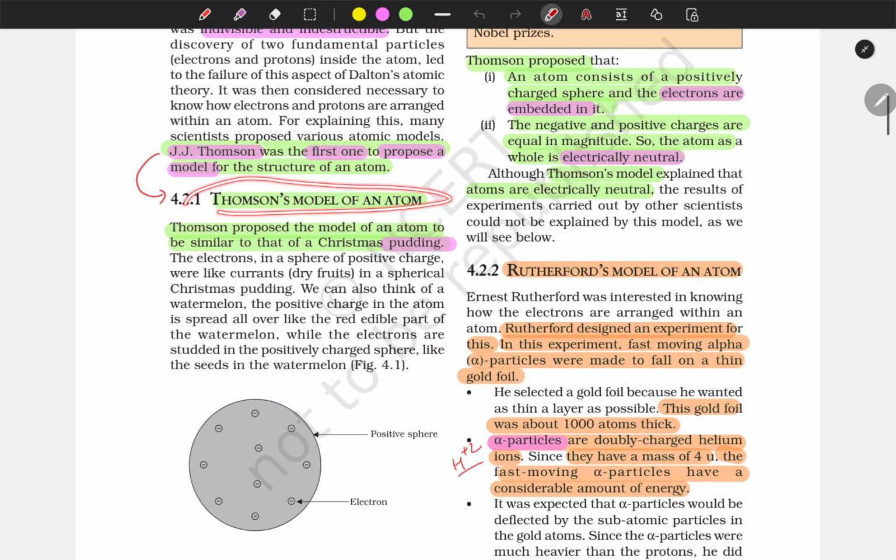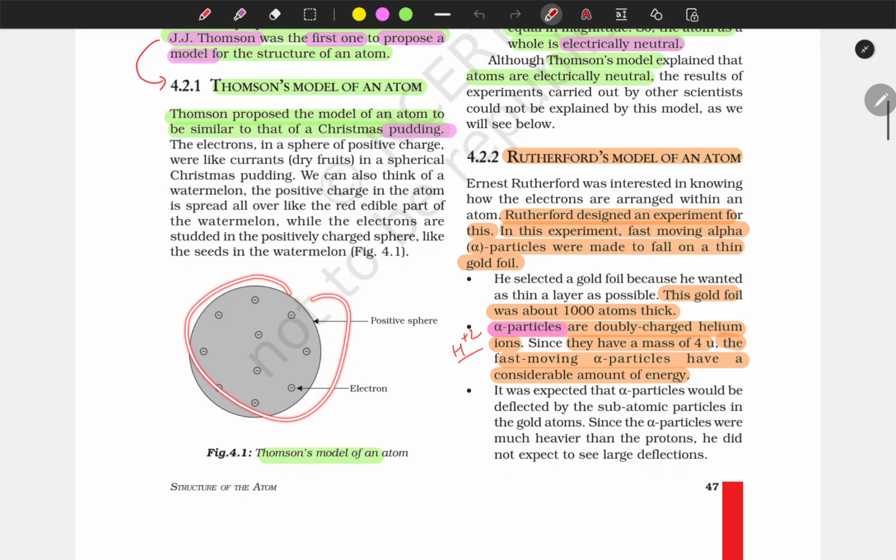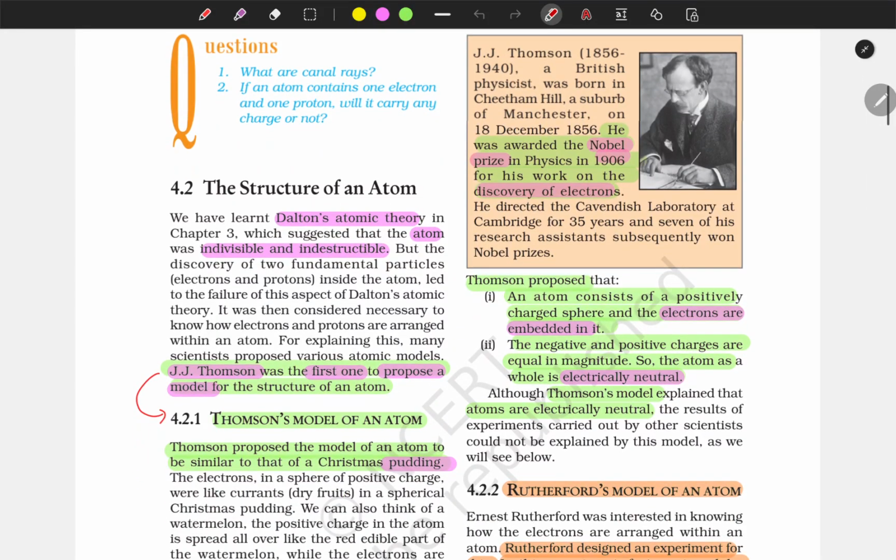So let's discuss what Thomson said. Thomson proposed a model of an atom similar to a Christmas pudding. Like in a Christmas pudding, suppose a watermelon in which the seeds are randomly distributed inside it. Thomson proposed that an atom consists of a positively charged sphere and electrons are embedded in it. The negative and positive charges are equal in magnitude, so the atom as a whole is electrically neutral.